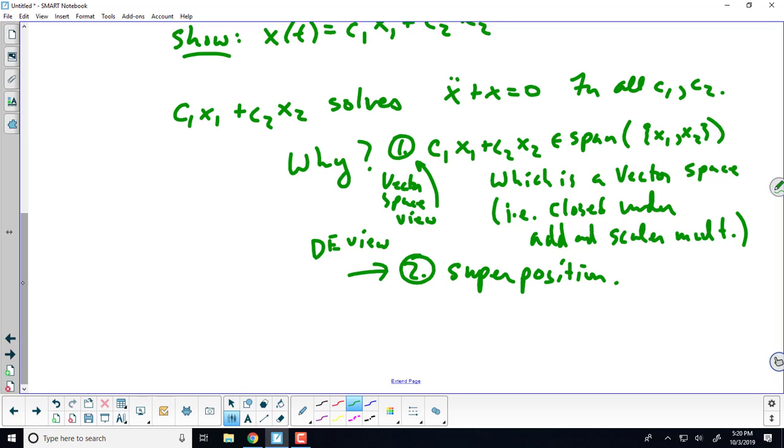Okay, so either viewpoint works. This had to do with the differential equation, the derivative being a linear operator, and we showed that for linear operators, the sum of two solutions will also be a solution to a homogeneous equation. So that's two viewpoints. So any linear combination is a solution.